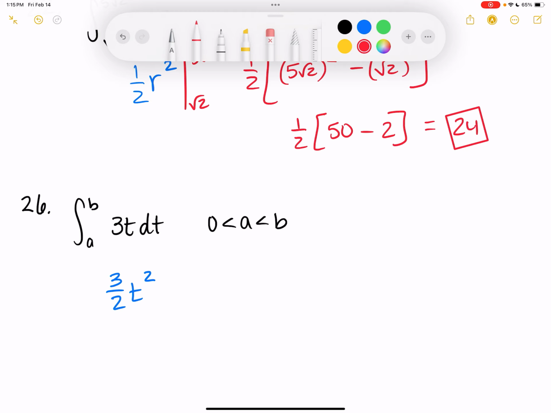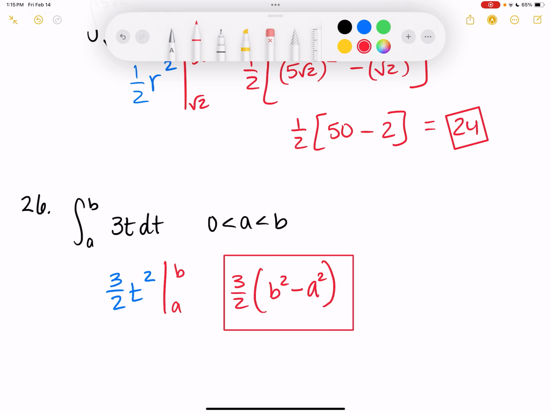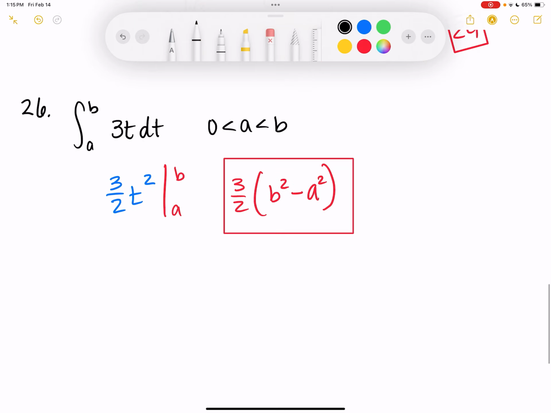So 3/2 t squared evaluated from A to B would be 3/2 times B squared minus A squared. And that's it. And I guess since I'm not doing anything else, I could have just made these parentheses. It doesn't really matter.